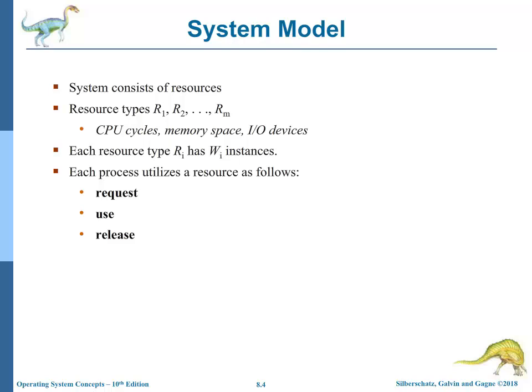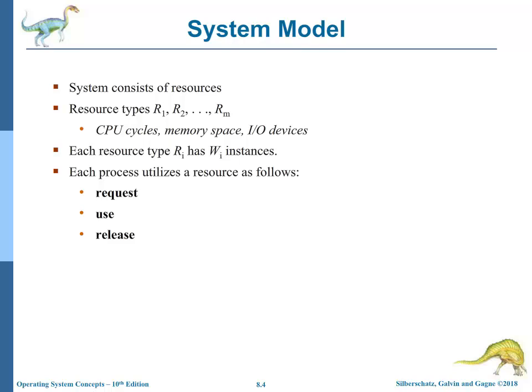A system consists of a finite number of resources to be distributed among a number of competing threads. The resources may be partitioned into several types, each consisting of some number of identical instances. CPU cycles, files, and the I/O devices are examples of resource types. Each resource type has multiple instances.